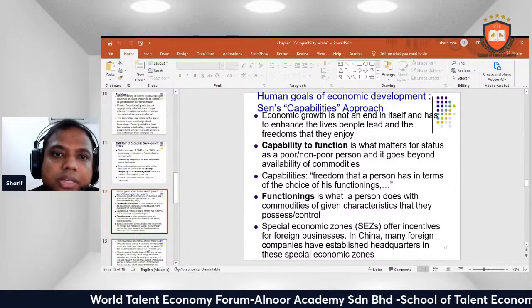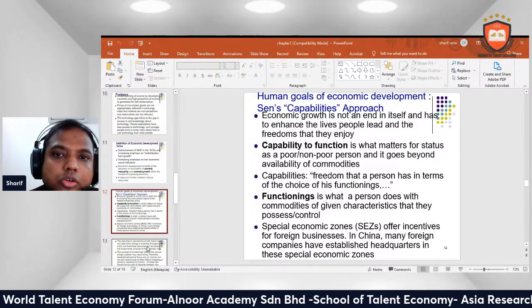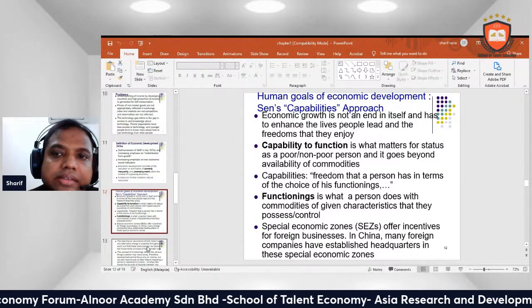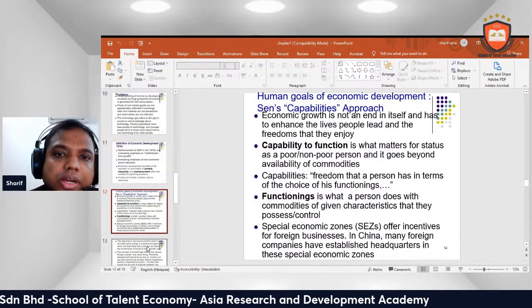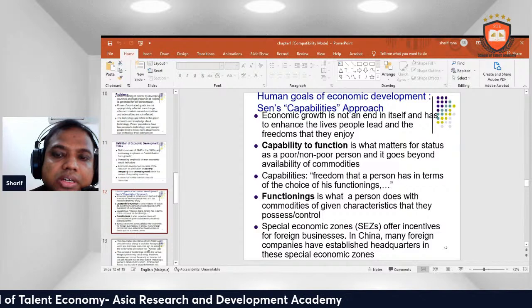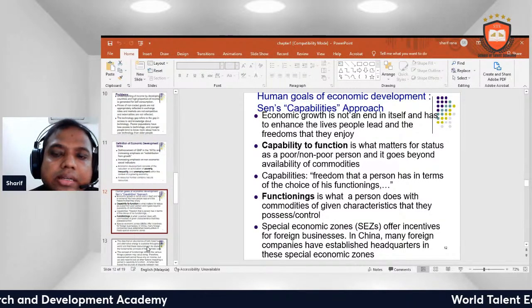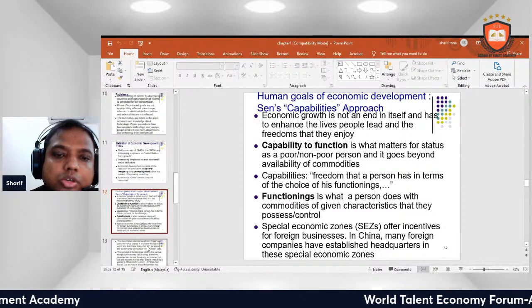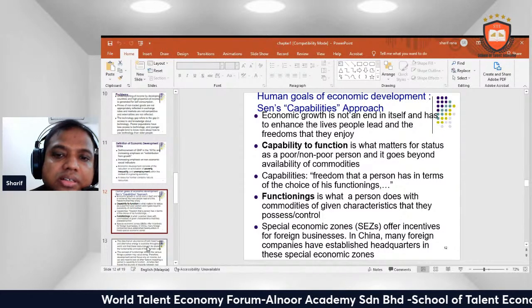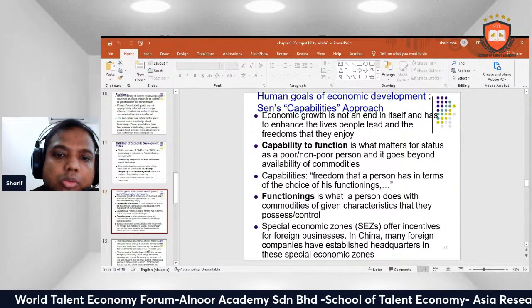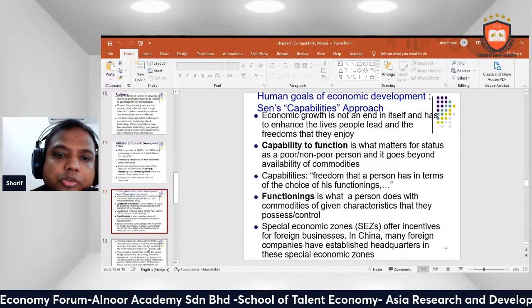Human goal of economic development, since the capabilities approach holds economic growth is not an end in itself and has to enhance the lives people lead and the freedom that they enjoy. Capability to function is what matters for status as a poor or non-poor person, and it goes beyond the availability of commodities. Capability is the freedom that a person has in terms of the choice of functions. Function is what a person does with commodities of the given characteristics that they possess.